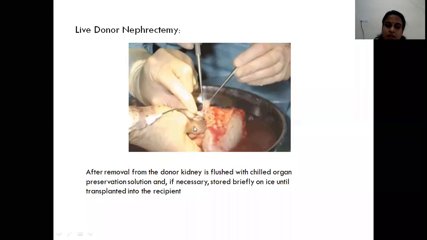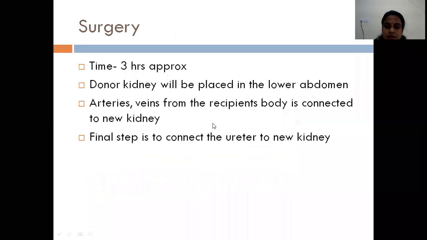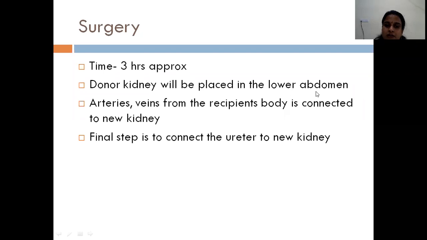After removal from the live donor, the kidney is immediately flushed with chilled solution on the back table and stored until it is transported to the recipient. So this is on the back table. The kidney is perfused. Surgery time is usually 3 hours. The donor kidney will be placed in the iliac fossa, the lower abdomen.